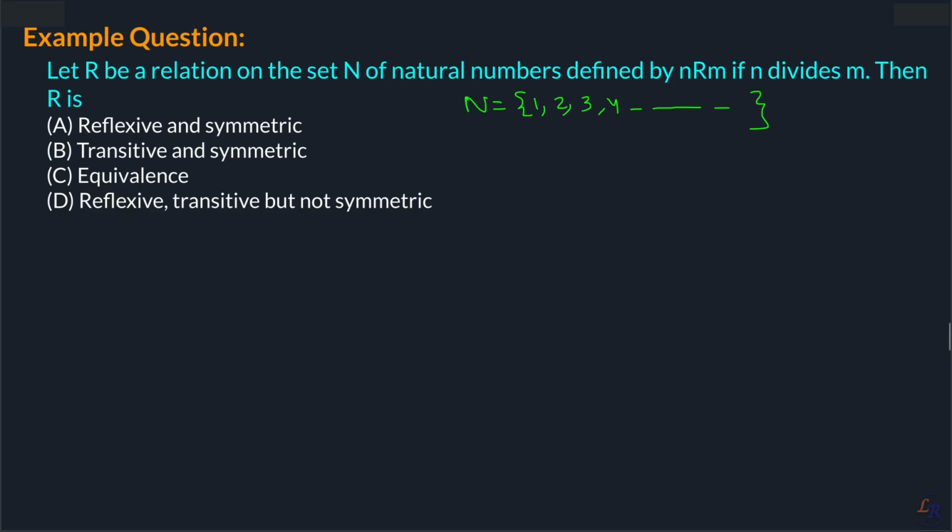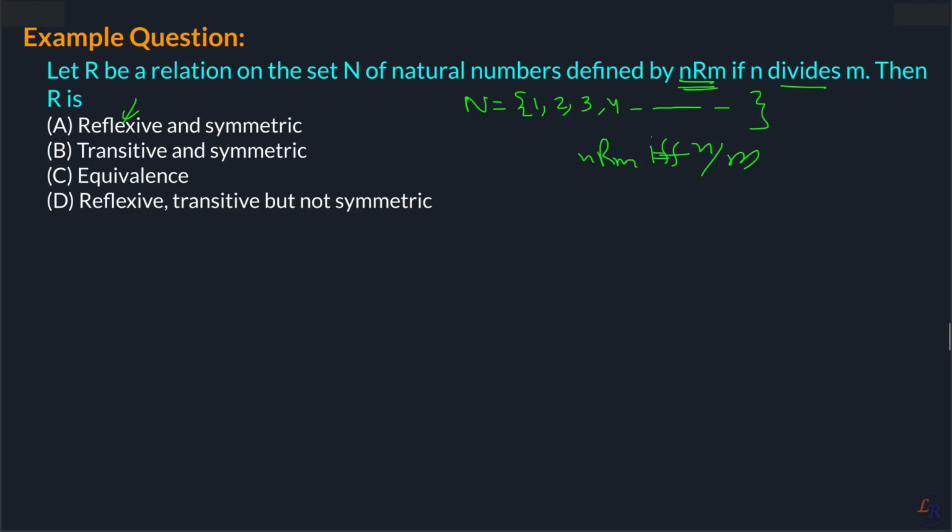Now it says that it is defined that nRm, see this is the representation we discussed in our previous lecture. So this can be one representation of the question. So n is related to m with relation R. So nRm if n divides m. This is the condition. So it means nRm is equal to n divides m, then this is an element of the relation, if and only if.